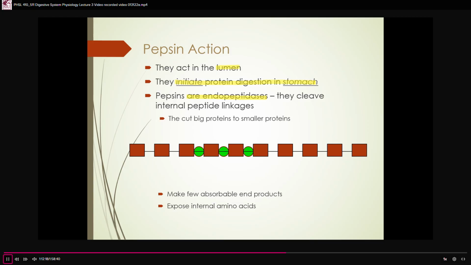It is an endopeptidase, which means that it can only cleave internal peptide linkages. If each of the boxes here is an amino acid and they're all linked by peptide linkages, endopeptidases can only cleave internal peptide linkages.